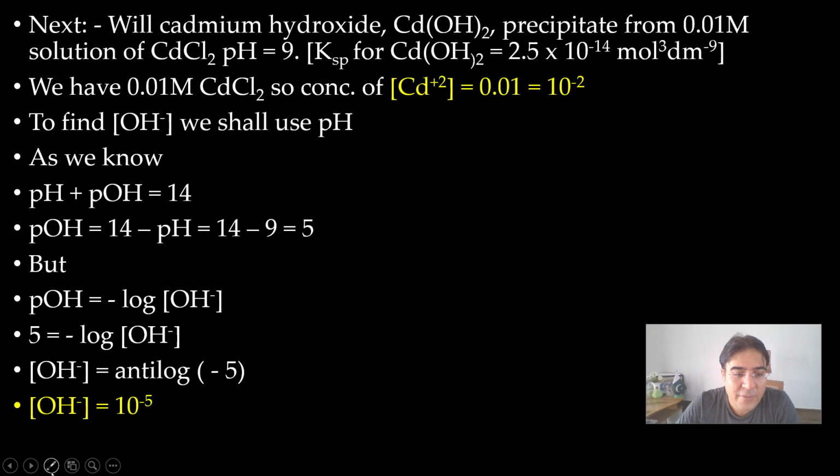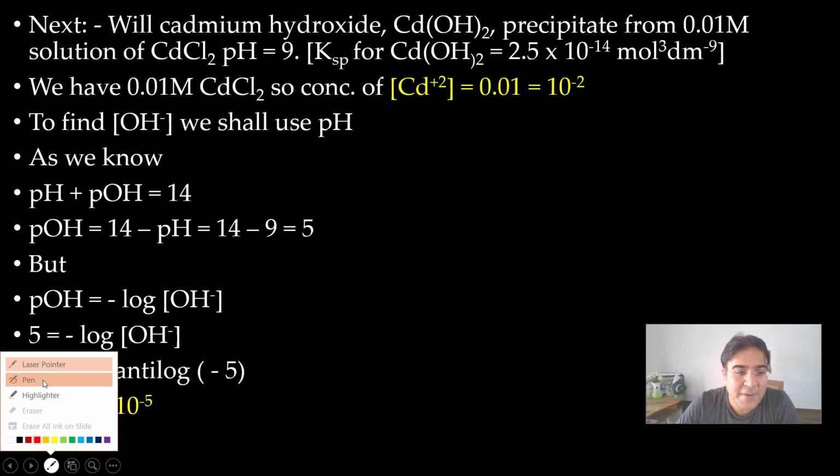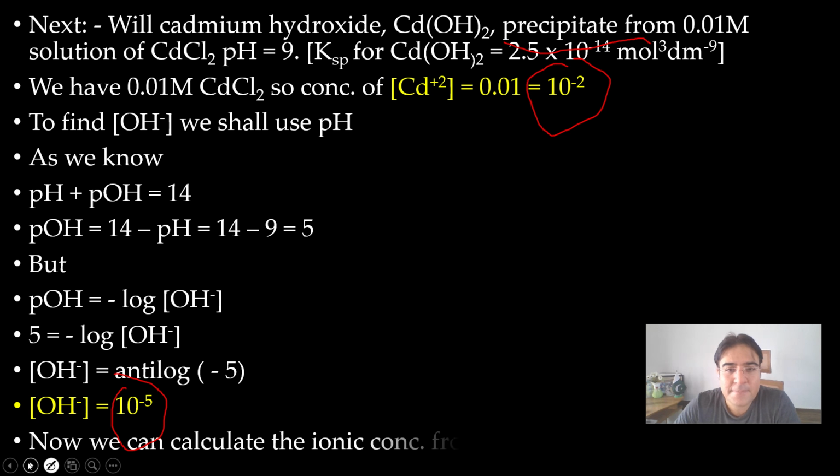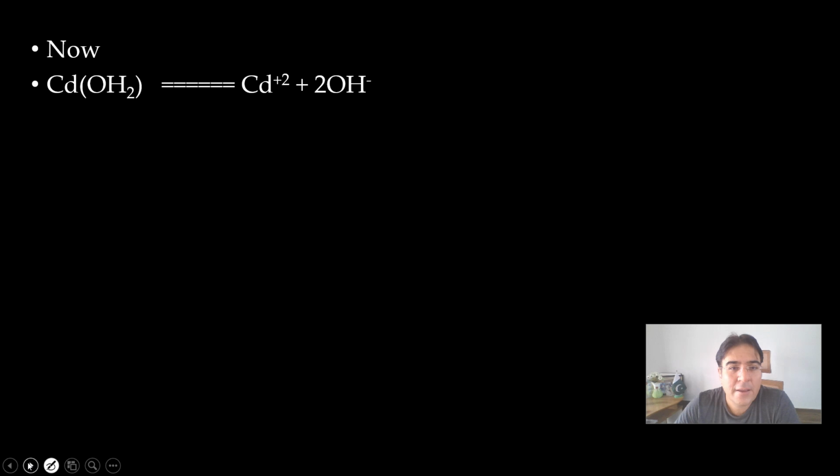Now you just multiply this yellow and this yellow. Just multiply this guy and this guy. This is the cadmium ion concentration. This is the OH ion. If you multiply and the answer is more than this, you will say cadmium hydroxide will precipitate. Let's see. Okay, this is how it is.